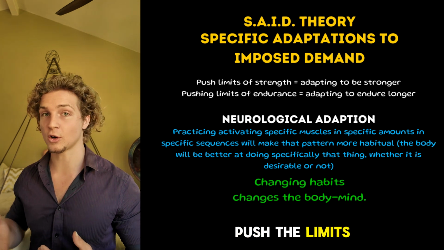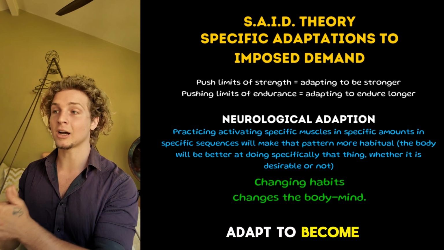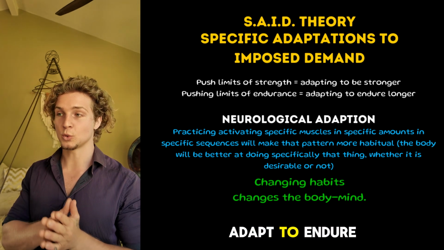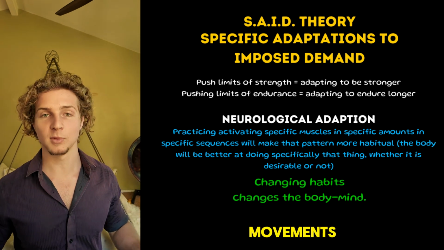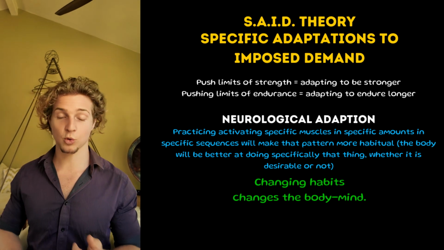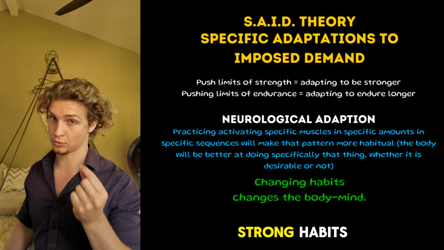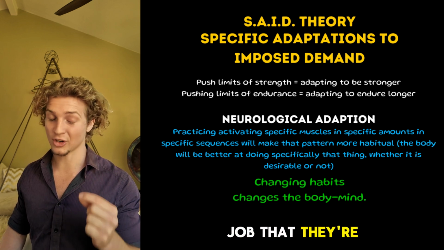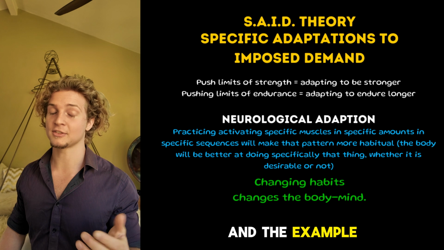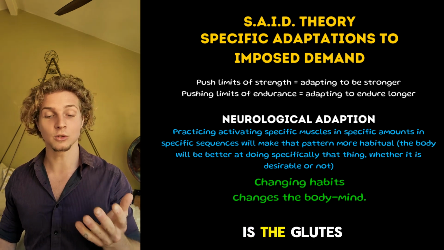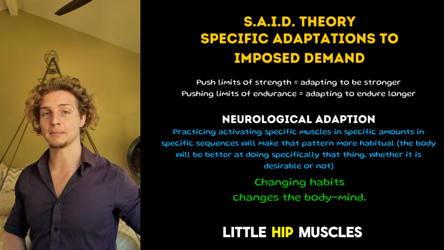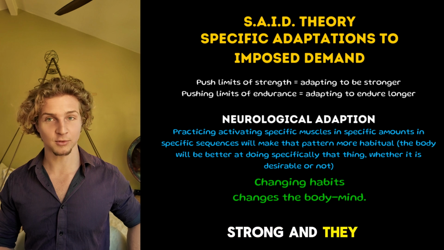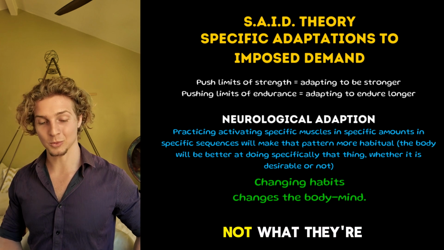If we want to push the limits of strength, then we can adapt to become stronger in specific areas. If we want to push our limits of endurance, then we can adapt to endure longer with certain movements and whatnot. I know this is super obvious, but it's worth mentioning. You might have some really strong habits or strong areas of your body that are used to doing a job that they're not really meant to do. An example of this that's super common that we work with all the time is the glutes are shut down, and so other little hip muscles try to take over their job and do things like walking. And so they get very, very strong and they get very good at endurance, even though that's not what they're made to do.